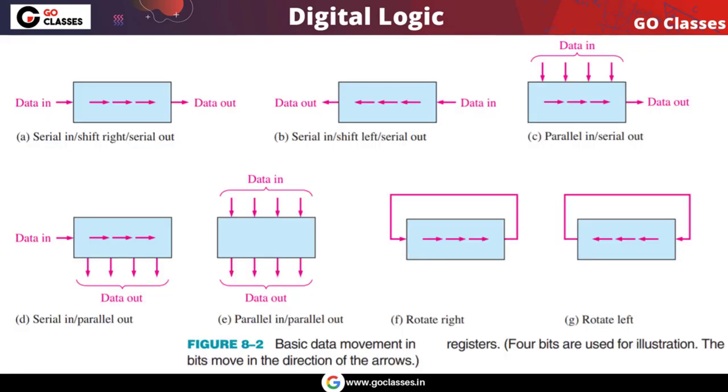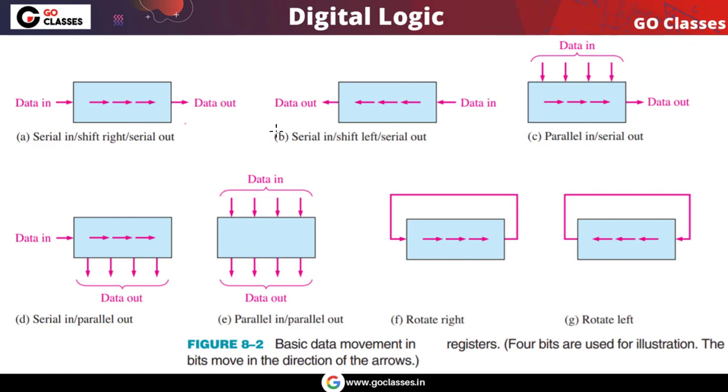Depending on how the data is moving, you have many different types of registers. For example, let us assume you have a register in which the data can move only in a serial manner. Then this is called a serial in serial out register.